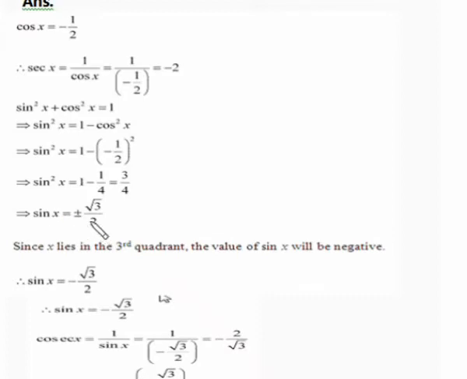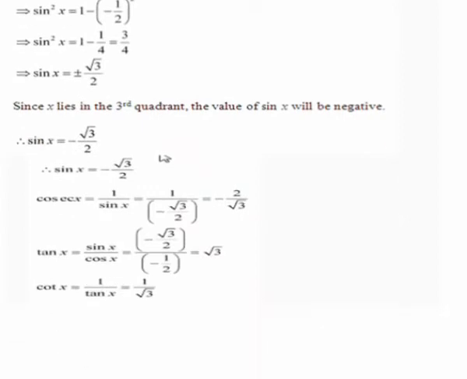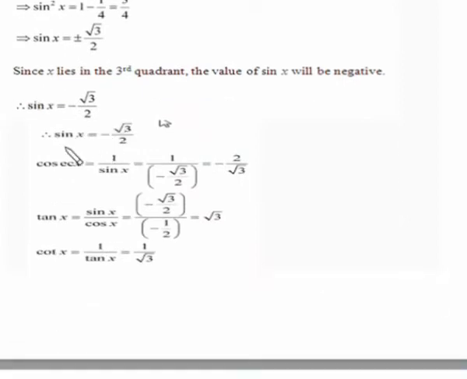We get the value of sin x is plus minus root 3 by 2. Because x lies in the third quadrant, we opt for the negative value. So sin x is equal to minus root 3 by 2. Cosec x is equal to 1 by sin x, it becomes minus 2 by root 3. Tan x is equal to sin x upon cos x, we divide both the values, we get root 3. And cot x is the reverse of tan x, that is 1 by root 3.